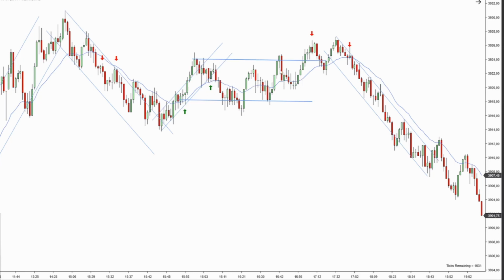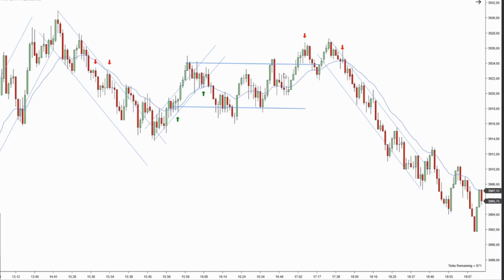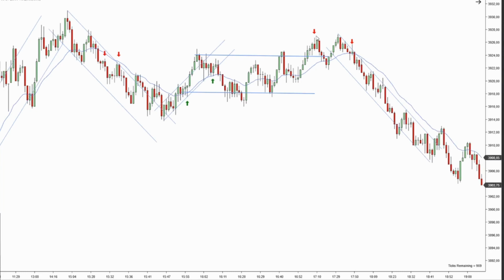Just wait. This is just consolidation. Traders are really unsure what's going to happen next, and lo and behold, we have a failed break higher.